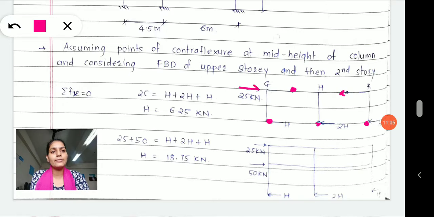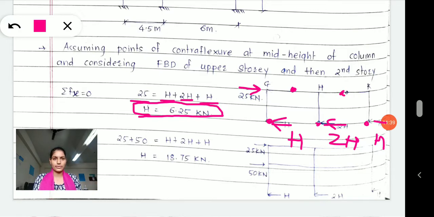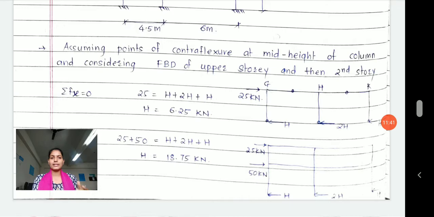Then this 25 force will be distributed into these forces, H, twice of H and H. So 25 will be equal to H plus 2H plus H. Whatever force acts from the left hand side will be balanced from the right hand side, and that's why I have shown 25 equals H plus 2H plus H. So H is 6.25 kilonewton. H is how much now? 6.25 kilonewton. You can take your calculator and solve it. I am directly telling you the answers.